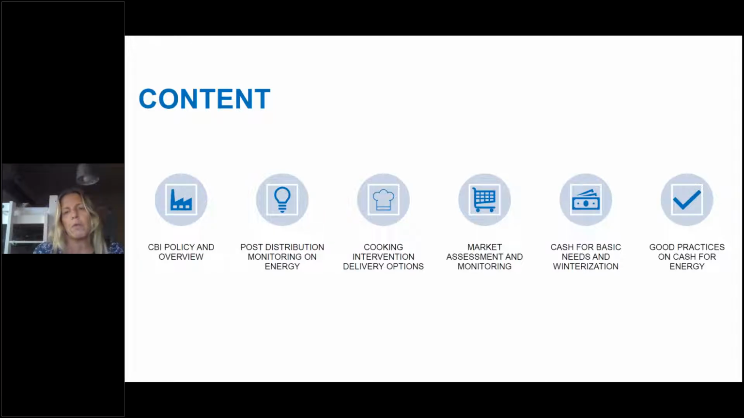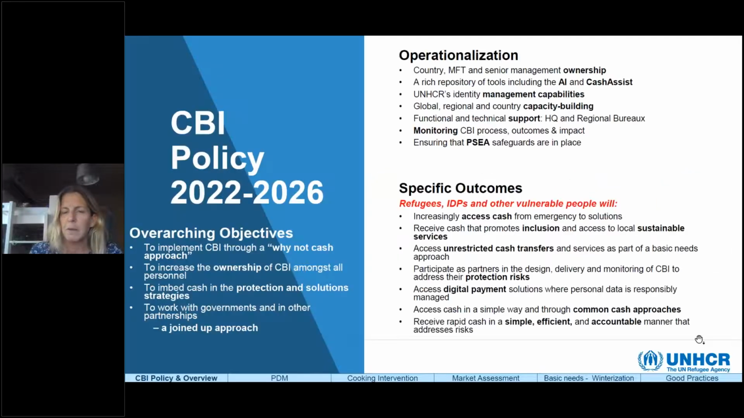So we thought that we will just go through a little bit sort of what is UNHCR's direction on cash. Look at a little bit of post-distribution monitoring, and we had already a presentation for 2 countries, but we're doing this systematically in 79 countries, so some trends are quite interesting. Looking at the cooking intervention delivery options, a little bit on the market assessment and monitoring, cash for basic needs and winterization, and good practices on cash for energy. So we're looking at it a little bit broader perhaps than just sheer cooking. So maybe next slide, please.